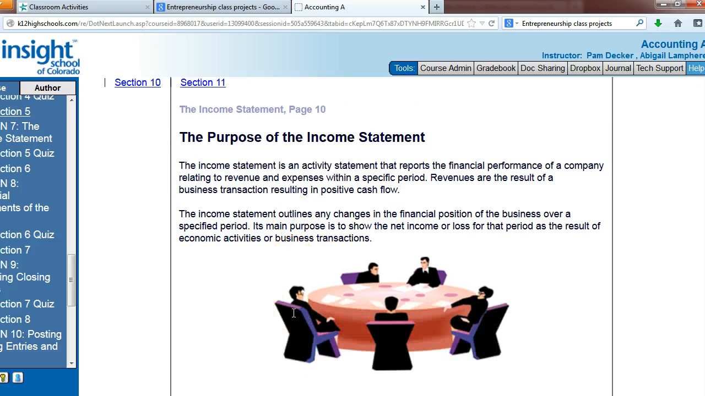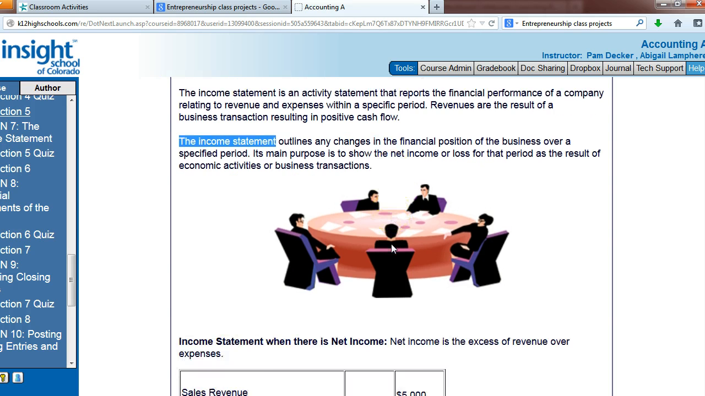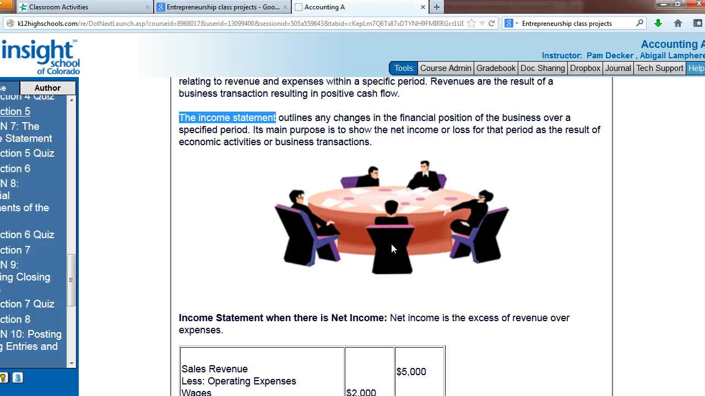Okay, the purpose of the income statement. This is an activity statement that reports the financial performance of a company relating to revenue and expenses within a specific period. Again, that's where we talked about the month ending or the year ending on a certain date. Revenues are the result of a business transaction resulting in positive cash flow, meaning we're taking in cash. The income statement outlines any changes in the financial position of the business for a specific period of time. So again, it shows us what our business is doing financially. Are we bringing money in or are we losing money?